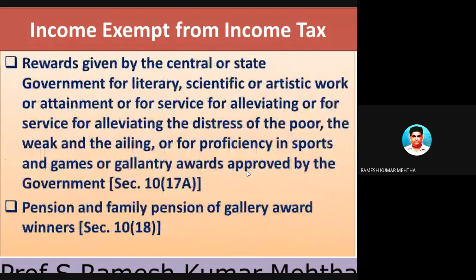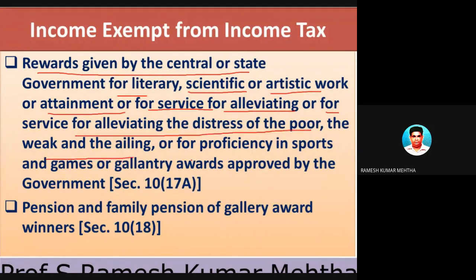Now, the next item under incomes which are exempt from tax: rewards given by the central or state government for literary work, scientific work or artistic work or attainment, or for service for alleviating the distress of the poor, the weak and the ailing, or for proficiency in sports and games, or gallantry awards approved by the government, are fully exempted from tax. So if any reward is given for literary work, for example, some 5 lakh rupees is given towards some accomplishment of literary work by Mr.